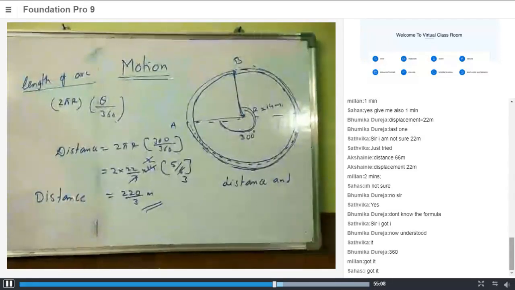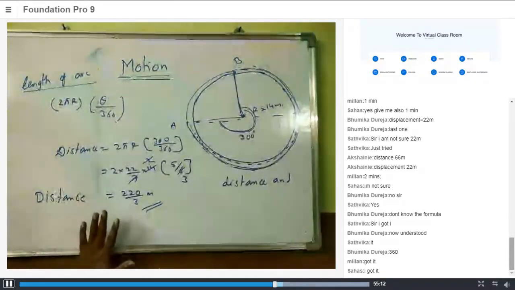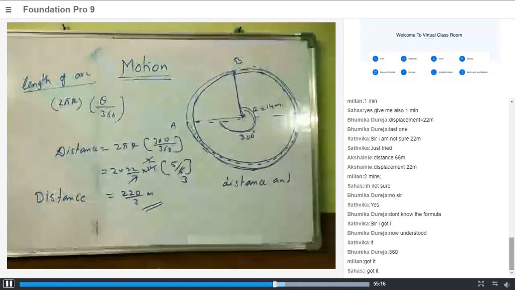Okay, now, so distance is this much. I will discuss this formula in the next class. Don't worry much about that. I want you to tell me what is the displacement of the body. For that, the only thing you need to know is what the total angle of the circle is. 360 degrees. Total angle is 360 degrees.